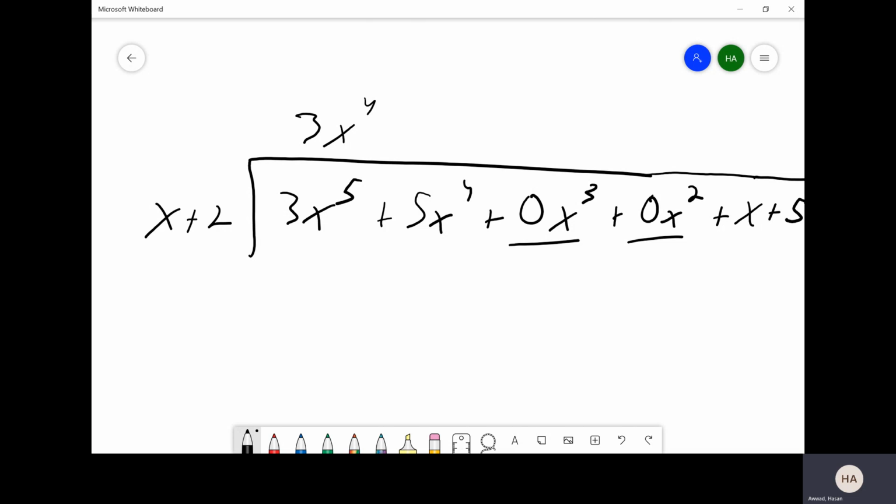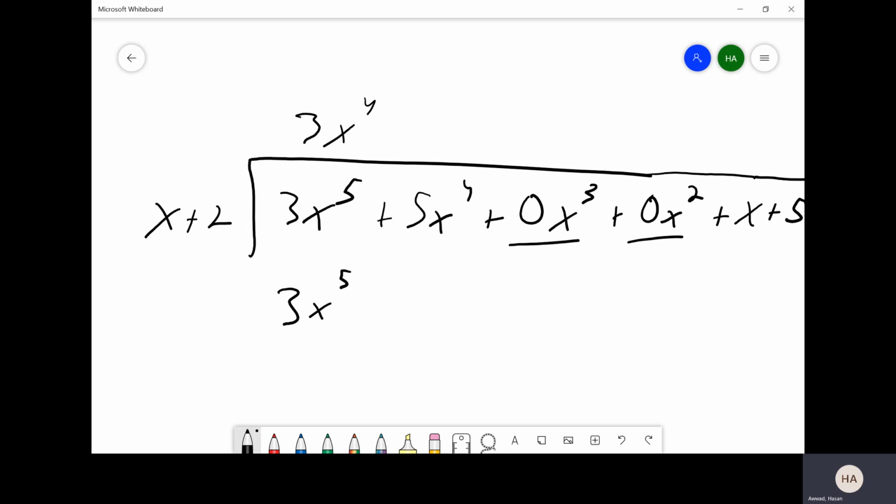So now we know we're going to take what we just found, our 3x to the 4th, and multiply that by our entire divisor of x plus 2. So we get 3x to the 5th as designed, right? That was what we were trying to get because we wanted our first term to cancel out, so perfect.